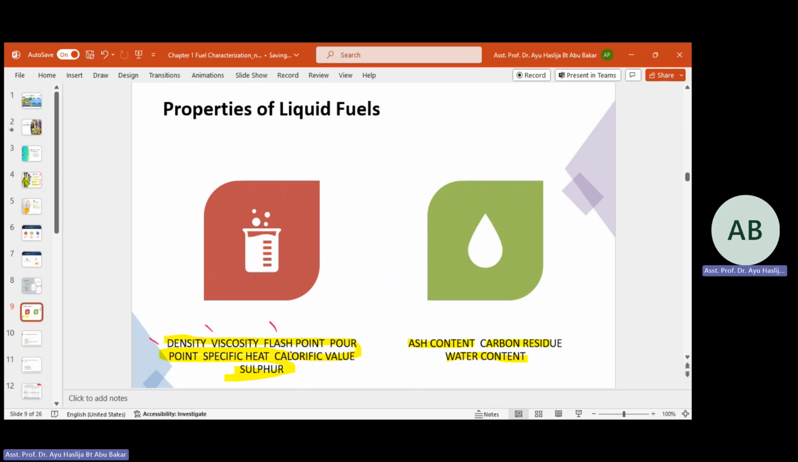Bila dia sendiri terbakar. Kenapa penting? Sebab kita nak tahu at what temperature dia boleh terbakar sendiri. So that temperature, if high temperature, it will cause high energy. Okay, then pour point, specific heat, then calorific value, the energy that will be produced lah. And also the sulfur content. Because kalau dalam fuel tu ada sulfur, you akan produce sulfur oxide, which is harmful to the environment. Or you will produce hydrogen sulfide. Itu lagi danger. H2S.